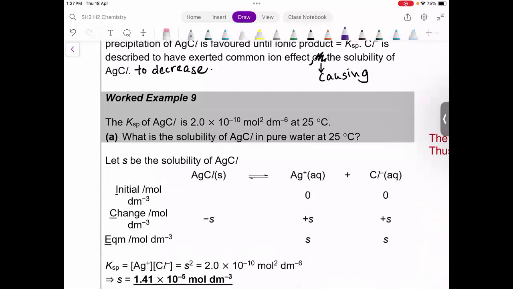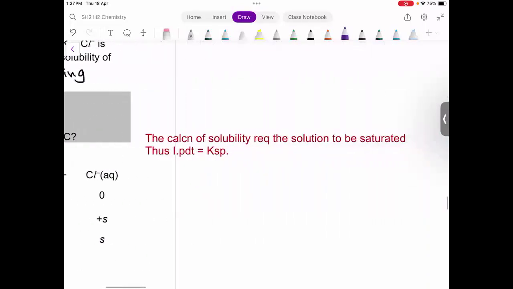The moment the question asks you for solubility, please recognize that the solution has to be saturated. When I bring in the term solubility, the solution must be saturated in the first place. So this means that my ionic product must be equal to Ksp. And that is the chemistry principle used for all this calculation.